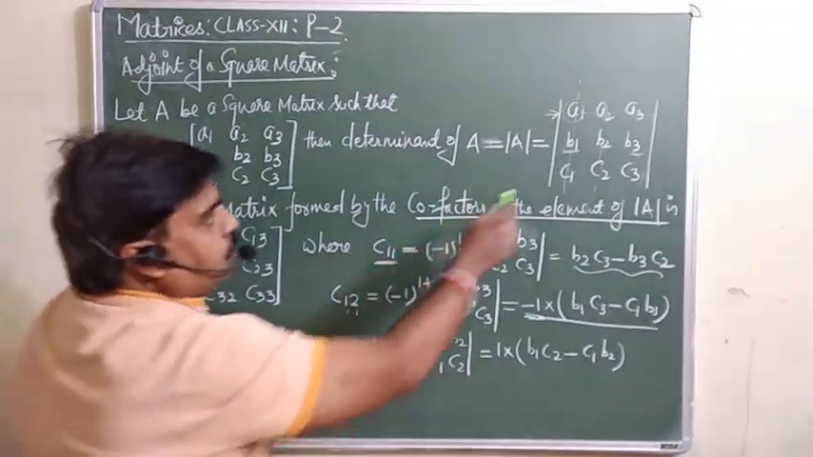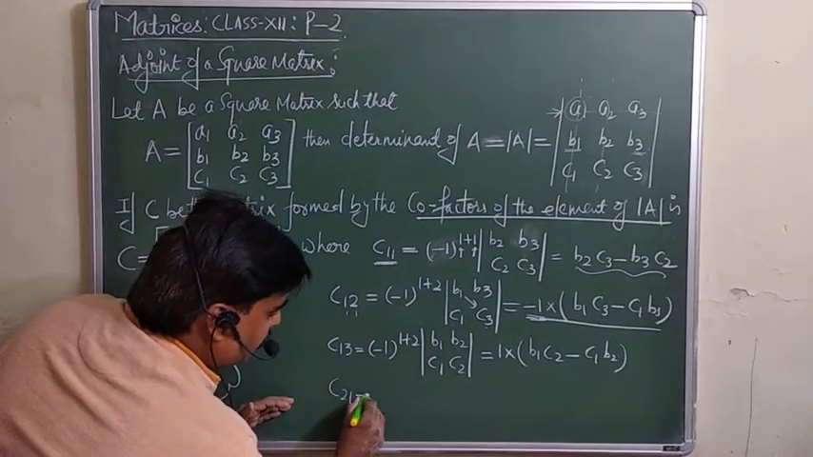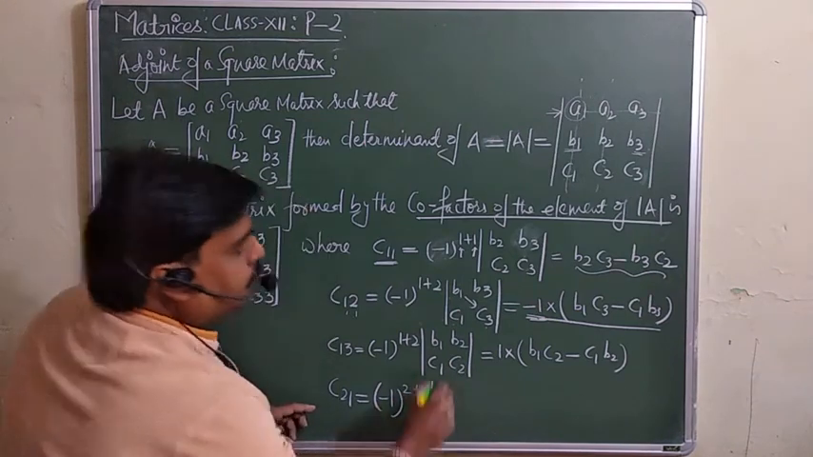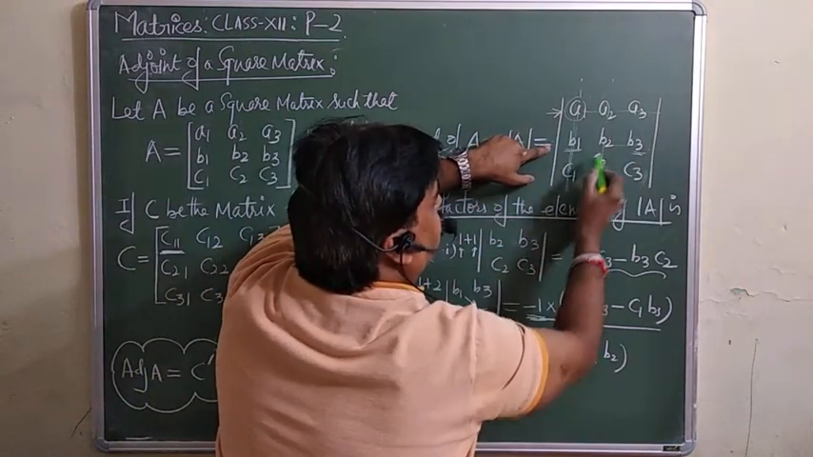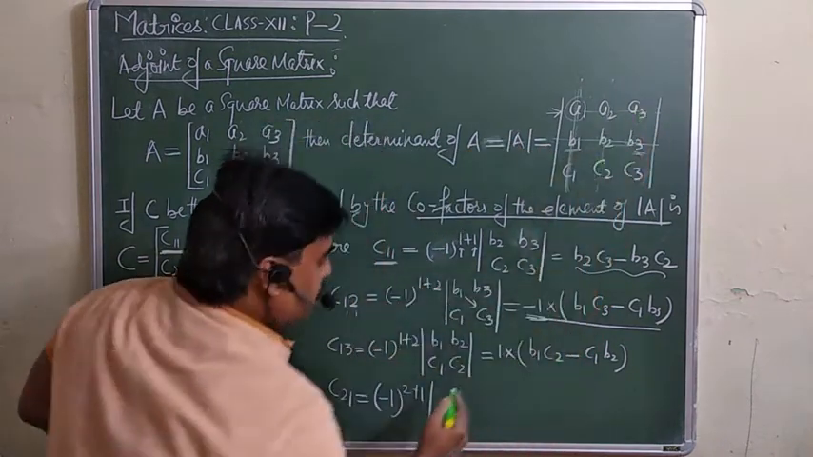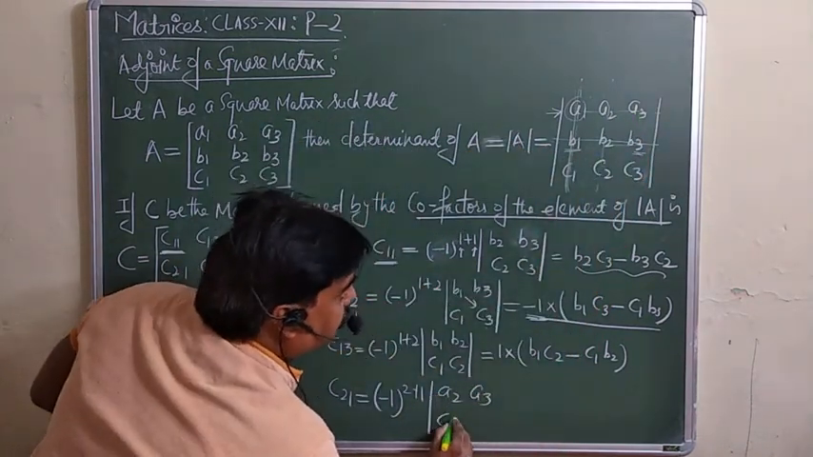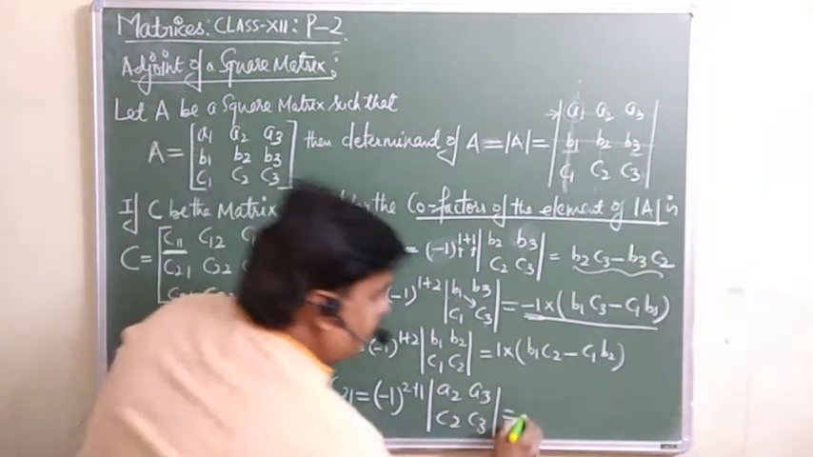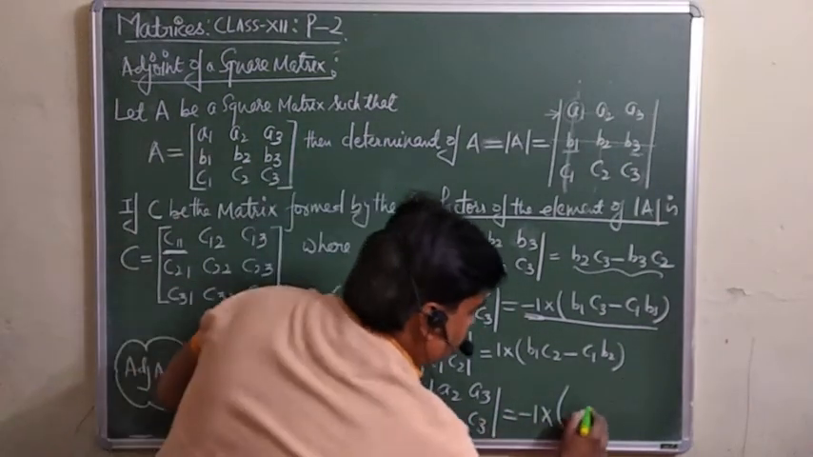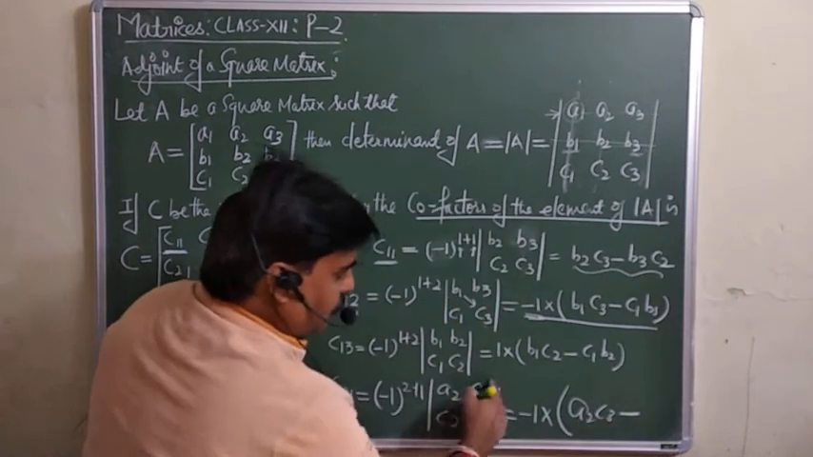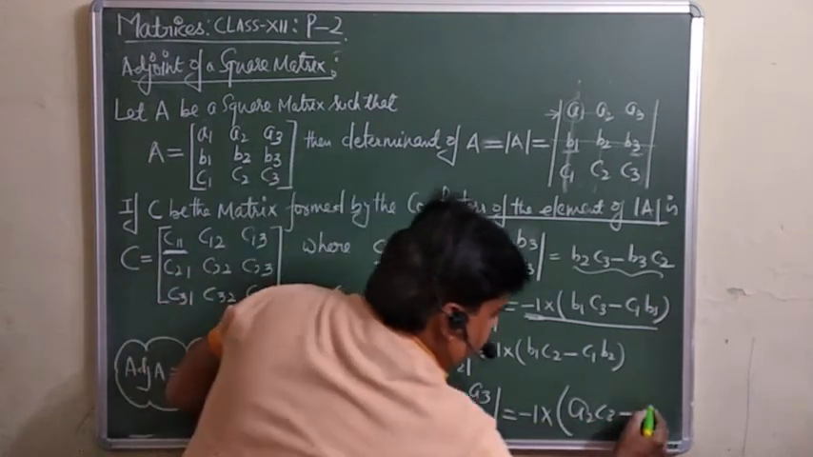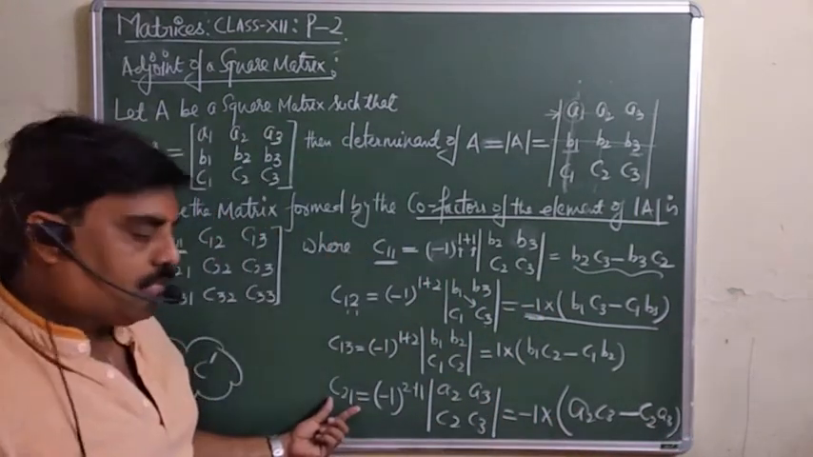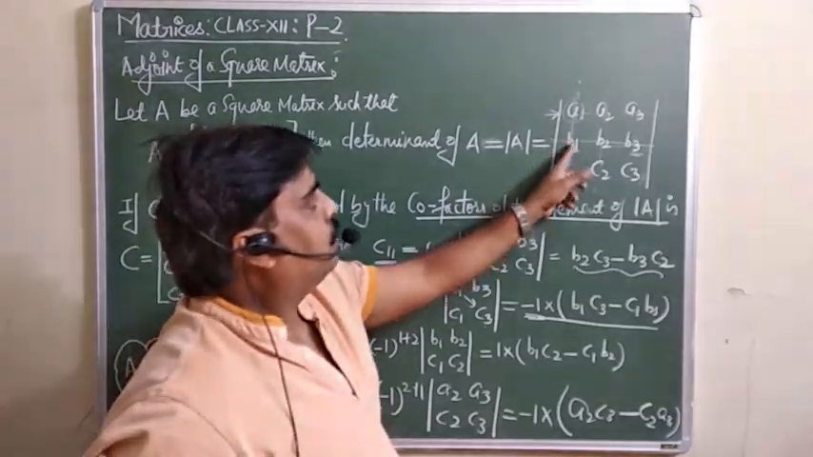Similarly, suppose you want to write the cofactor for C21, second row, first column. So it will be minus 1 raised to power 2 plus 1. Elements will be, this is second row, first column, so A2, A3, C2, C3 will come. And this is equal to minus 1 raised to power 3, so minus 1 into, you can multiply A2, C3 minus, up to down plus, down to up negative, minus C2, A3. You can calculate it, you will get the cofactor of C21, means second row, first column.